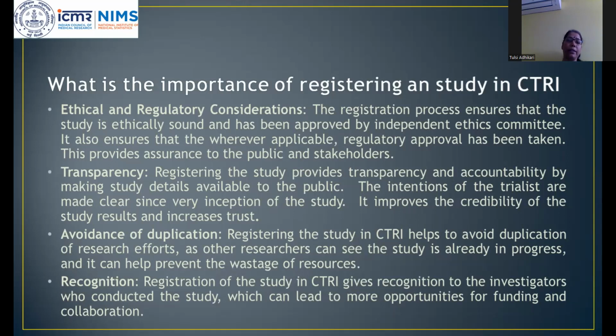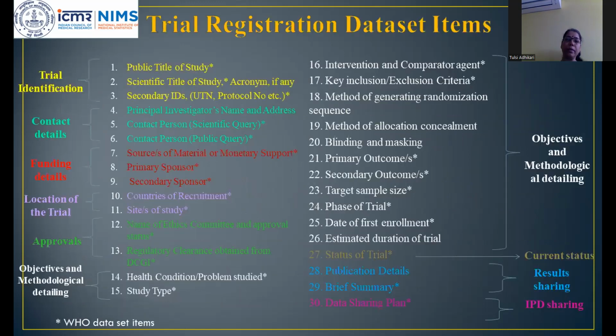And it also helps avoid duplicacy. Registering the study in CTRI helps to avoid duplication of research effort, as other researchers can see the studies already going on, and it helps prevent the wastage of resources also. And then definitely you get recognition for doing the study. Registration of the study in CTRI gives recognition to the investigator who conducts the study, which can lead to more opportunities for funding and collaborations with other researchers.